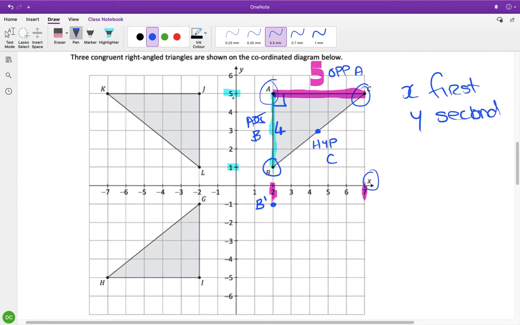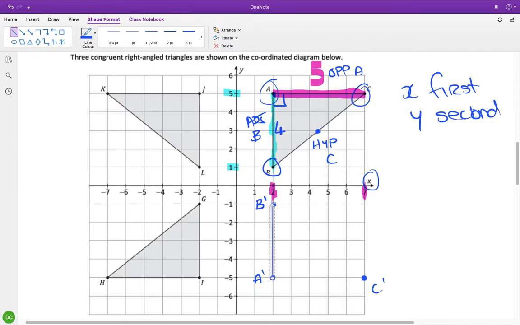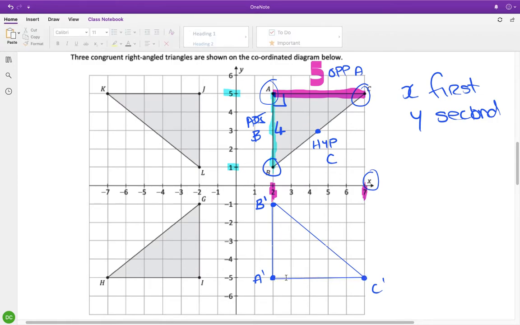Now, A is at 5, so that means my A dash is going to be at minus 5 because it has to be an image. And C is also at 5, so I need to follow this line and go to minus 5, and that's where C dash is, and then try and insert straight lines here. So we join these two, and then another one, join these two, and then another one, join these two. Okay, so now it looks like this one is looking in the mirror. That's axial symmetry.